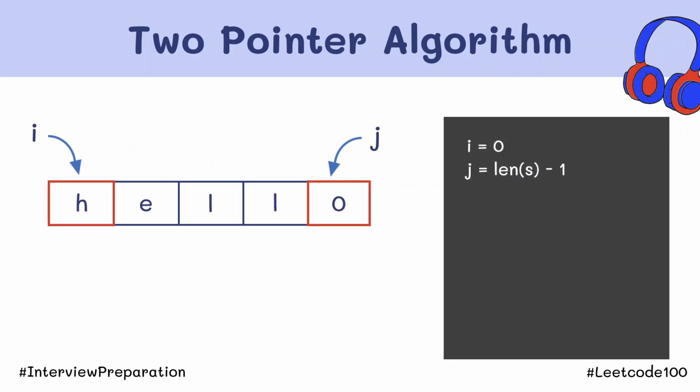How? We will start a loop. Here I am writing an algorithm side by side. The first index is i equal to 0, and j points to the last index. And then we have to run a loop, and inside the loop we have to just reverse the values, which means swap the values. The h, which is on the first index, will go to the last index, and the last value o will come to the first index.